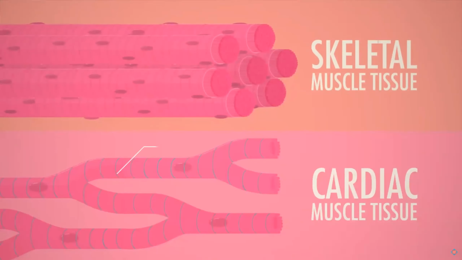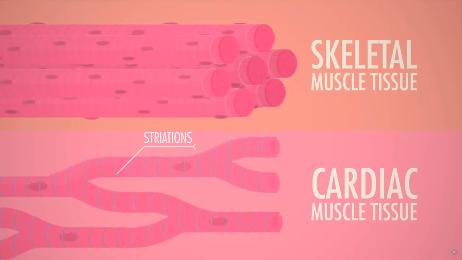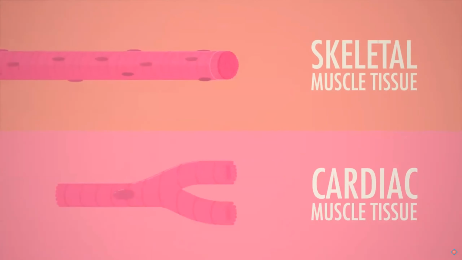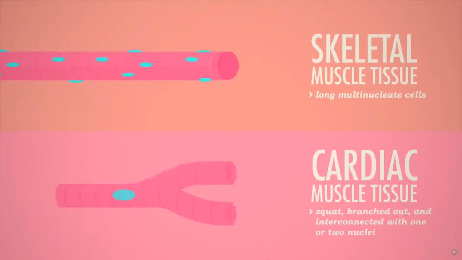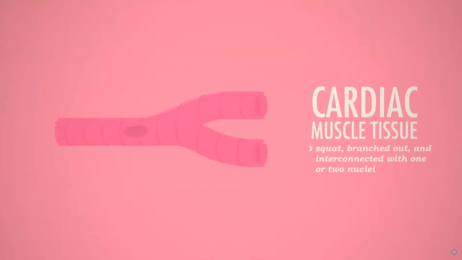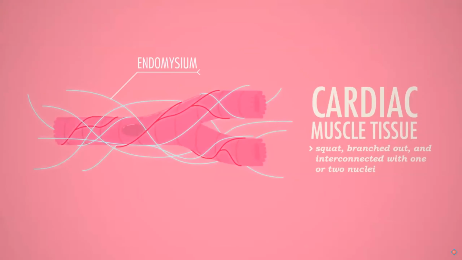Your cardiac muscle is also striated and uses sliding filaments to contract, but the similarities end there. For one, their cells look pretty different. Skeletal muscle tissue has long multinucleate cells, while cardiac cells are squat, branched out, and interconnected, each one with one or two central nuclei. The cells are separated by a loose matrix of connective tissue called the endomysium, which is chock full of capillaries to serve up a constant supply of oxygen.